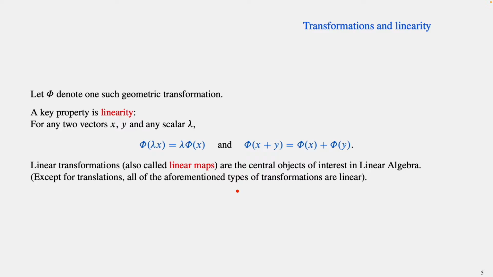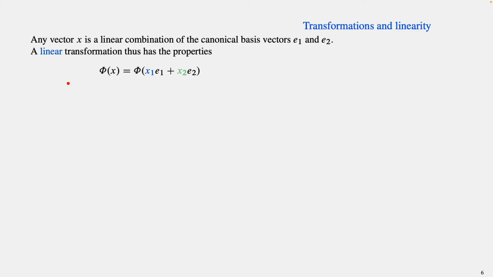Now, linear transformations are the central objects of interest in linear algebra, and except for the translations, all of the aforementioned types of transformations are in fact linear. Let's study linearity a bit further. So, recall from Chapter 1 of this course that any vector x is a linear combination of the canonical basis vectors e1 and e2. So if we use this when looking at a linear transformation, it has the following property.